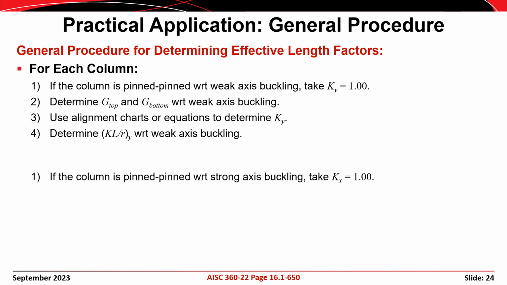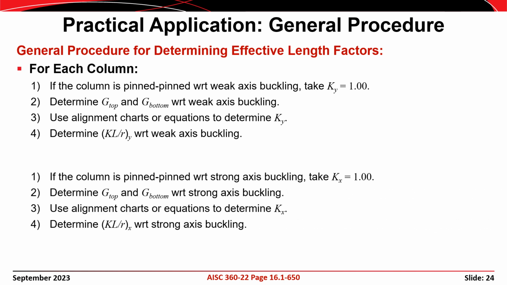Next, if the column is pinned with respect to strong axis buckling, simply take K sub x equal to 1.0. Otherwise, calculate G values for the top and the bottom of the column with respect to strong axis buckling, and then use the alignment charts to determine K sub x. Finally, determine the effective slenderness ratio with respect to strong axis buckling, and then determine the strong axis buckling strength.